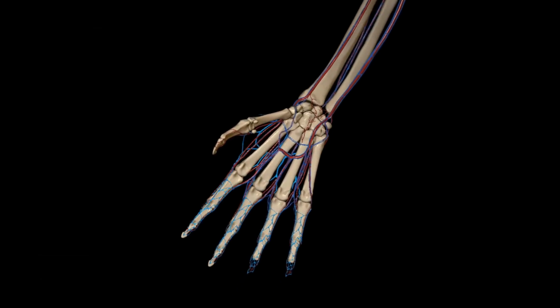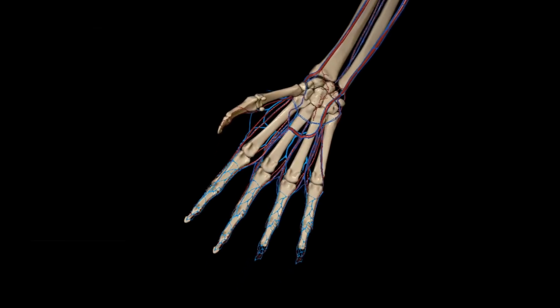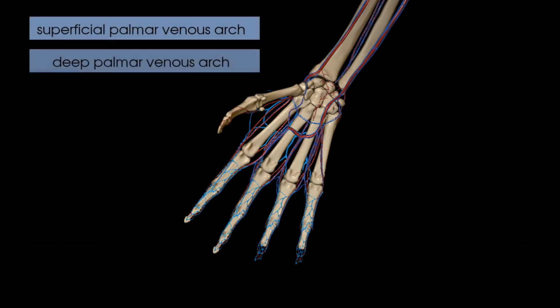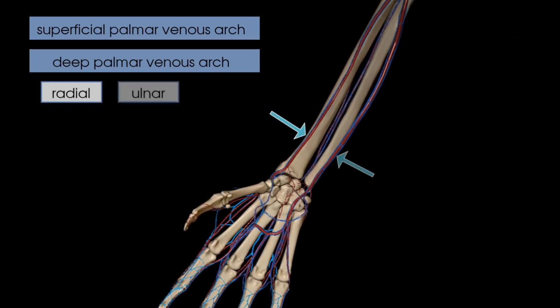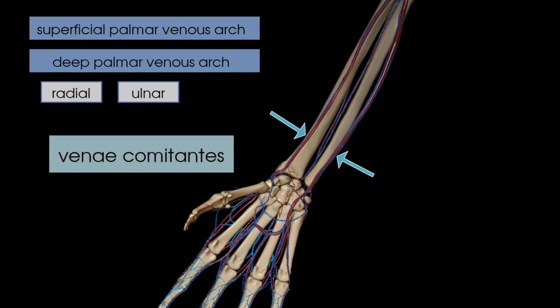Now just a few quick notes about the deep venous system of the upper limb. The deep veins of the upper limb follow the arteries. So in the hand, you've got the superficial and deep palmar venous arches, which accompany the corresponding arterial arches. And then coming off these deep venous arches, you've got the radial and ulnar veins, which accompany the radial and ulnar arteries of the forearm. These veins which accompany the arteries are known as venae comitantes, which is simply Latin for accompanying veins.